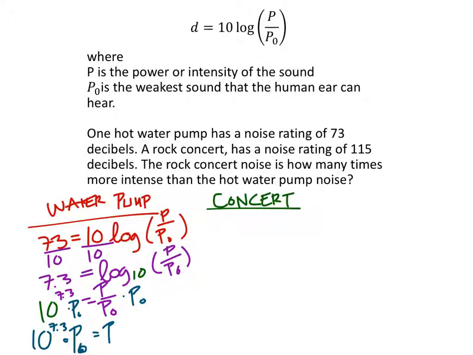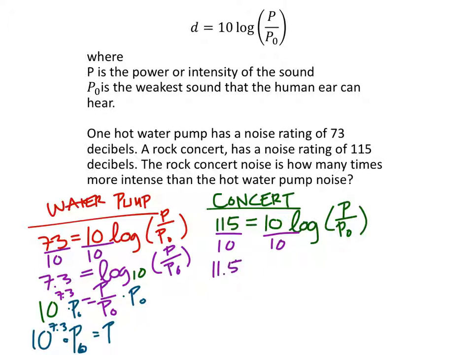All right, same formula, except now the noise rating for the rock concert is 115 decibels. So that would equal 10 multiplied by the common log of, again, we don't know what the intensity is yet, divided by the smallest or weakest sound that a human ear can hear. The process is going to work the same. I need to get rid of that 10, so I just have the log, so I'll divide by 10 on both sides. 11.5 equals my common log of the intensity divided by the weakest sound a human ear can hear.